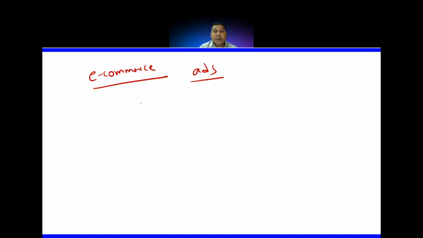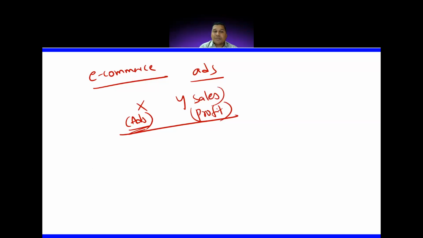So we have a variable x and y. If this is the ads amount, this x represents ads money, how much money I have spent on the ads, and y is how much profit or how much sales I am making. So this e-commerce company ABC is investing, suppose, 1 lakh. Assume they are getting some profit of 6 lakhs, some simple data.